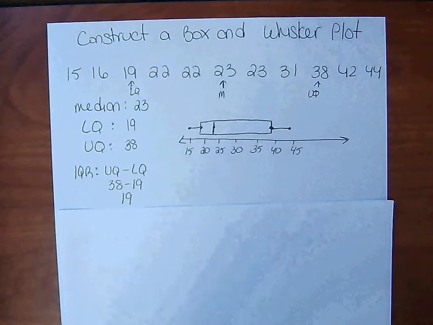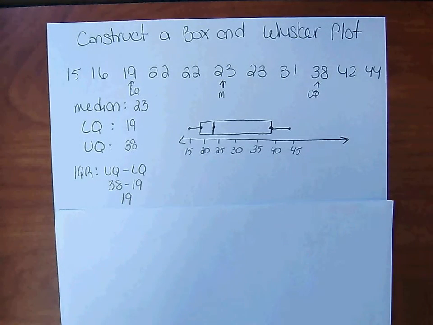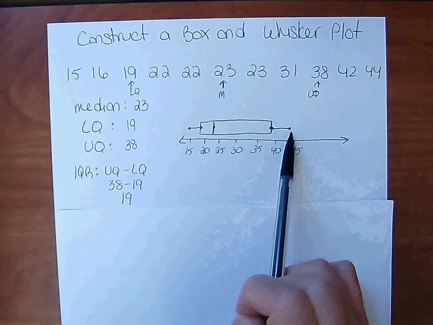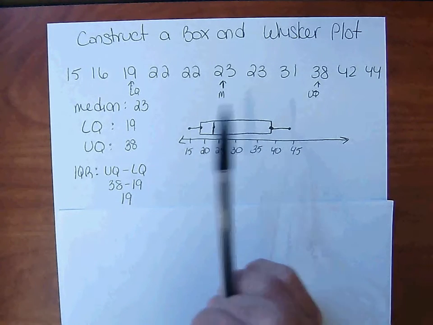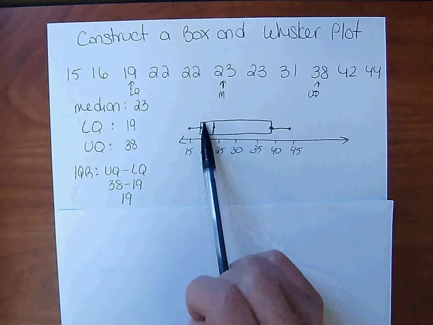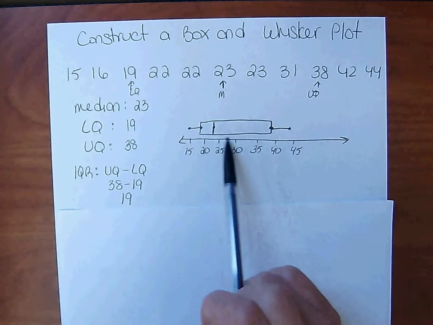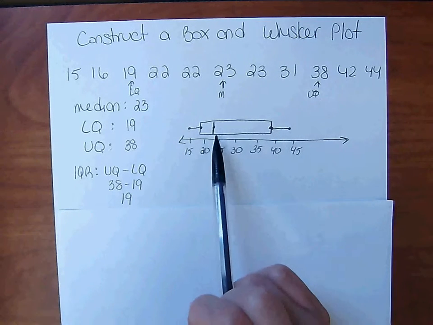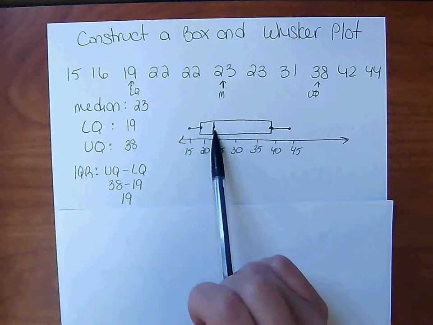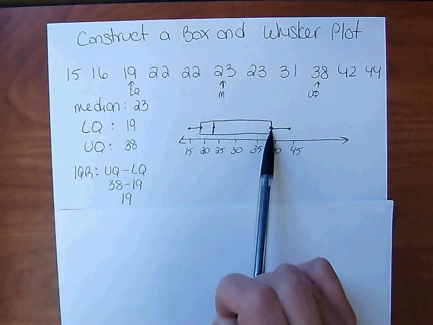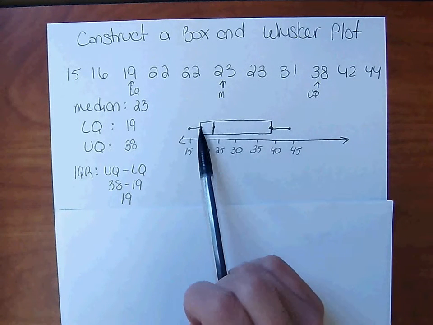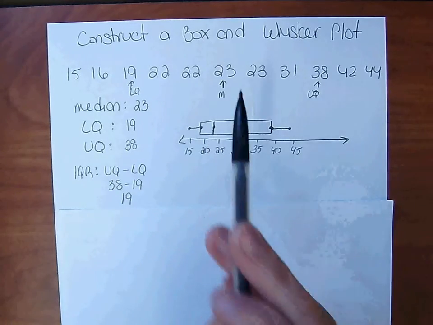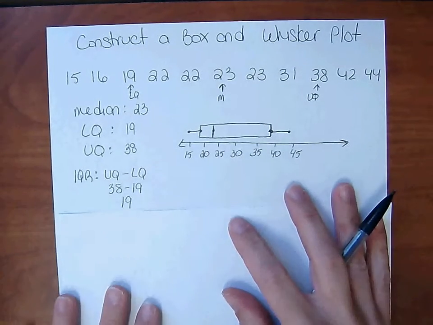Now, I've mentioned that each part of the box and whisker plot contains 25% of the data. But when looking at this, you can see that this part of the box is a lot smaller than this part. That's talking about the variability. There's a bigger spread between the median and the upper quartile than there is from the lower quartile to the median.